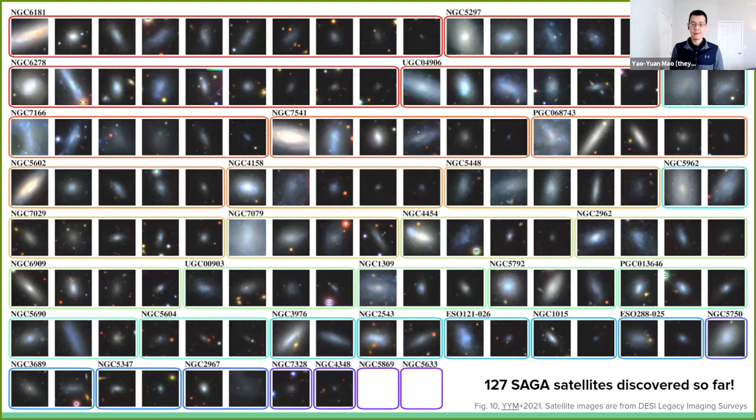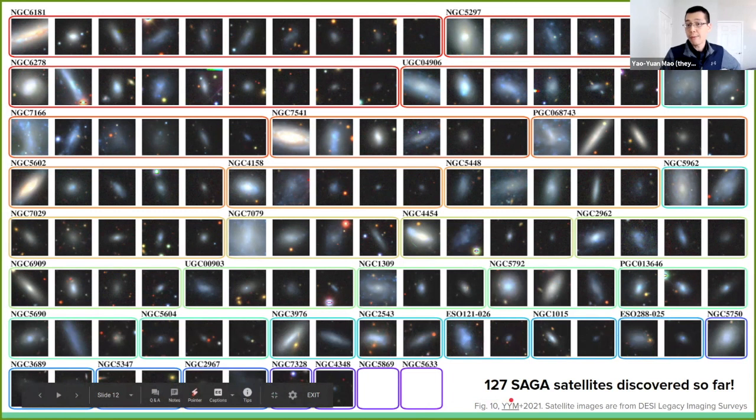Here is the image of the individual satellites we have discovered. Each group is one system. So again, you can see systems with 9 or 10 galaxies and systems with 0 galaxies. You can see a wide range of different morphologies of the satellite galaxies.